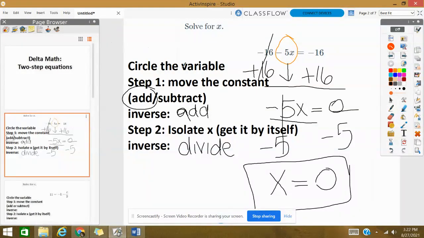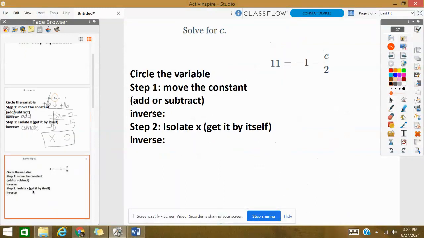So again, we're going to keep following this same pattern. You're going to circle the variable. You're going to move the constant by either adding or subtracting. And then you're going to isolate the variable. And in order to do that, you're going to take the inverse operation of whatever is being done to your variable. Let's look at the next example.